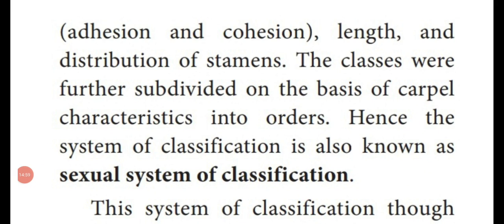And also distribution of stamens. Then the 24 classes are again subdivided into different orders based on the carpel. What is a carpel? The female reproductive organ unit. So the system of Carolus Linnaeus is known as the sexual system of classification.